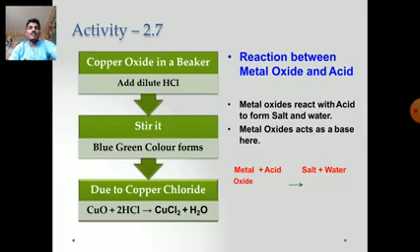Activity 2.7. To copper oxide in a beaker, add dilute HCl. A blue-green color is formed due to copper chloride. CuO plus 2HCl is converted into CuCl2 plus H2O.